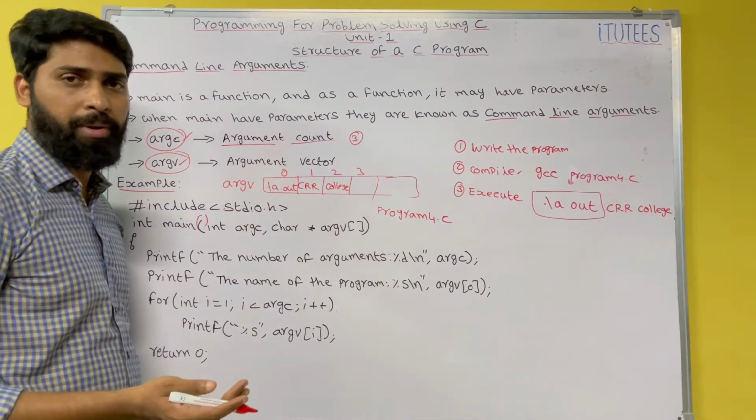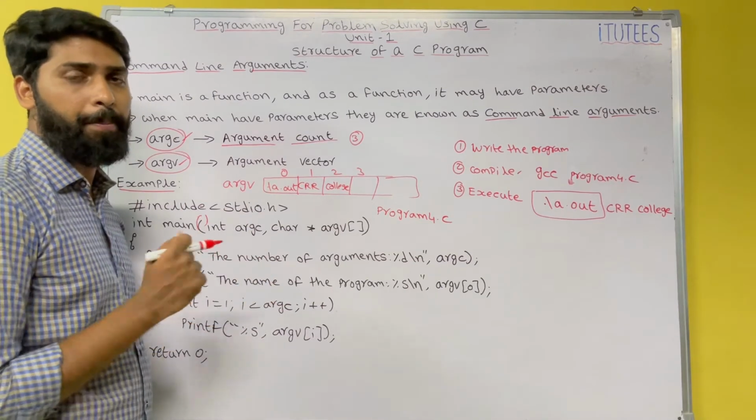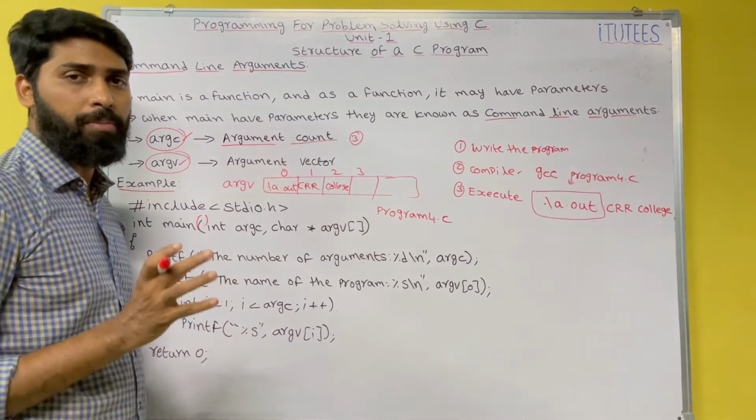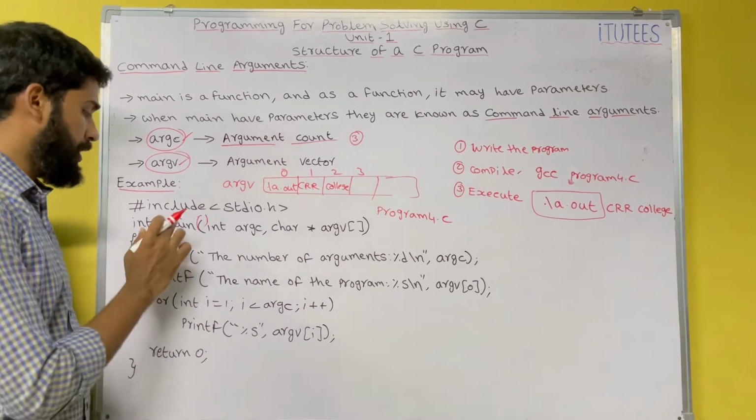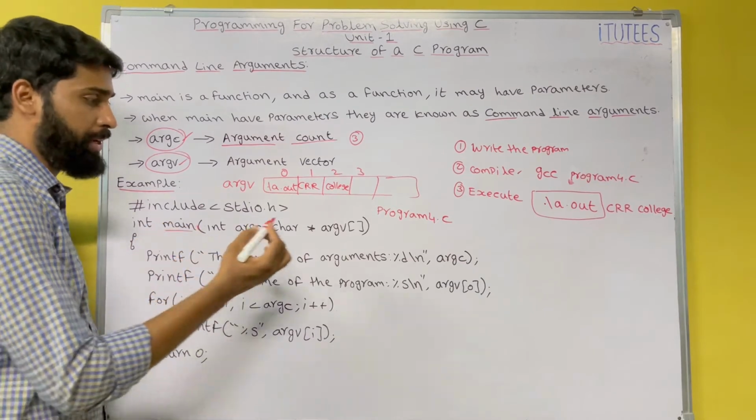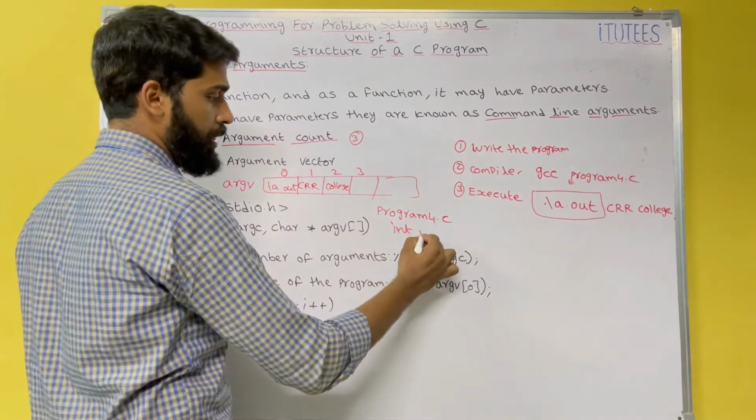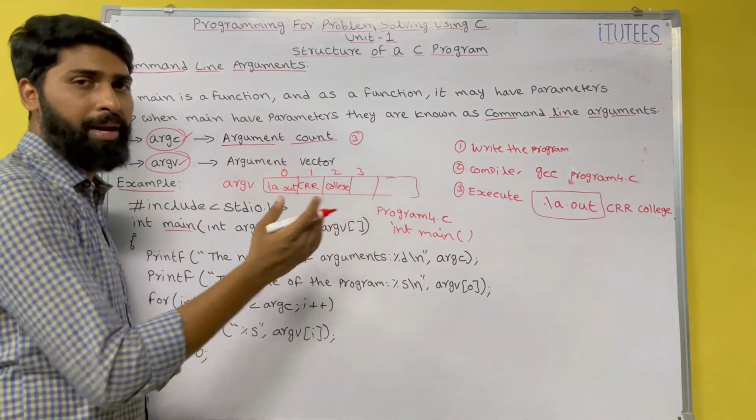What is a command line argument? At the time of execution, you give arguments to the main function. So these arguments are called command line arguments. Now we see the example. Here, this is the main. Normally we write main like this: int main open bracket closing bracket. That means there are no command line arguments.